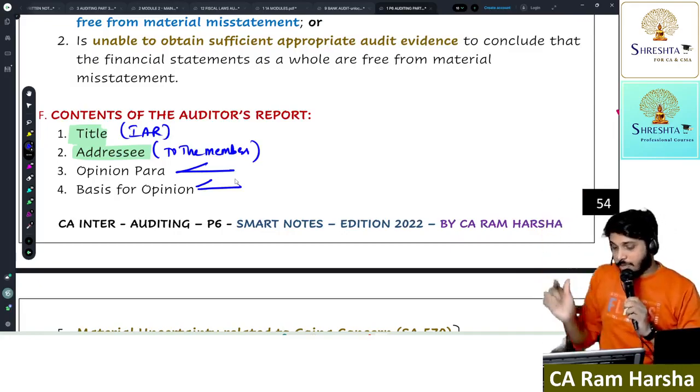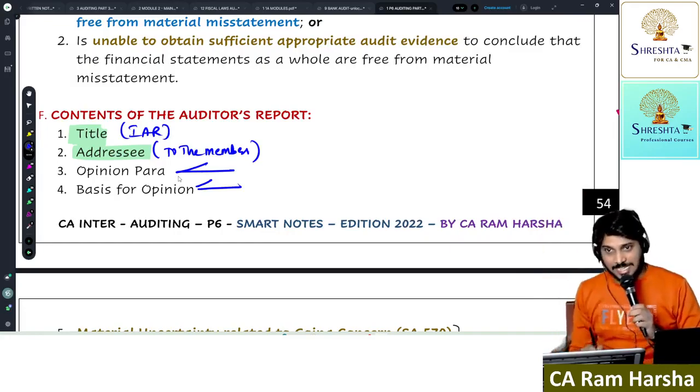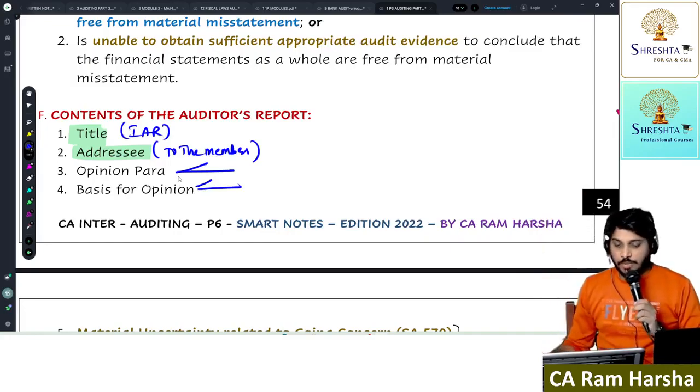Both mean the same. So opinion para or opinion section. Next one, basis for opinion section.